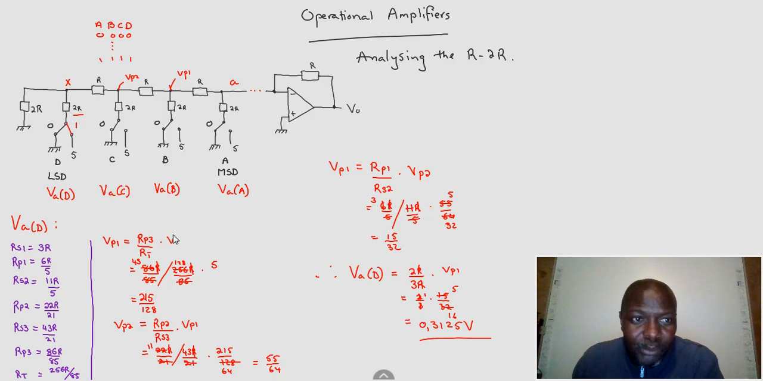It means therefore 2 is 0010, which is the next step. It's going to be 2 times this, which is 0.625.